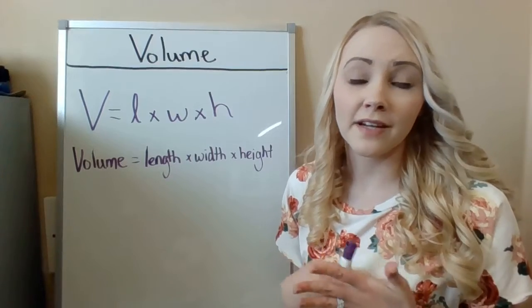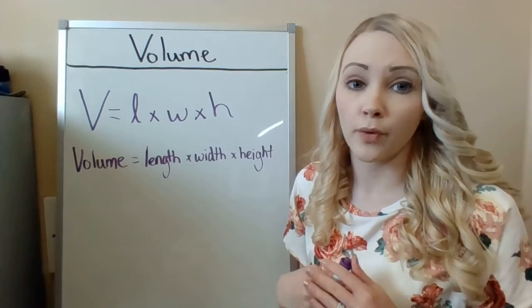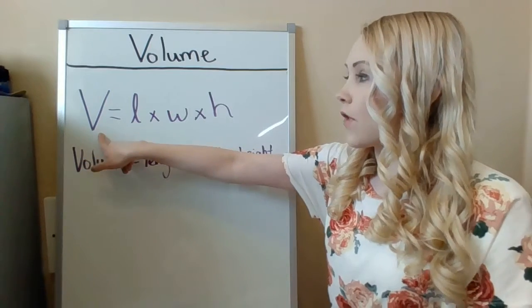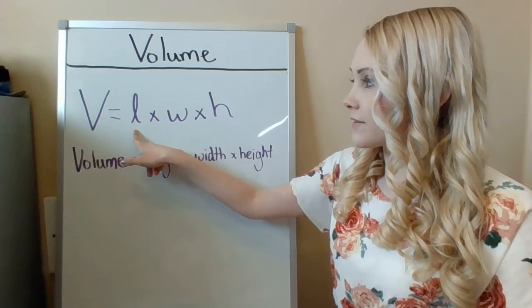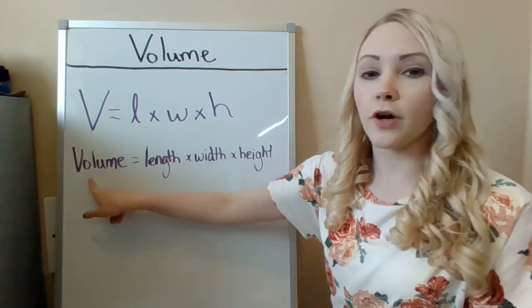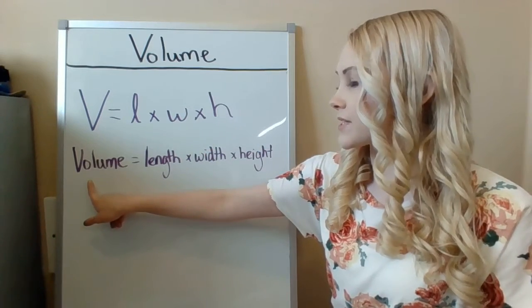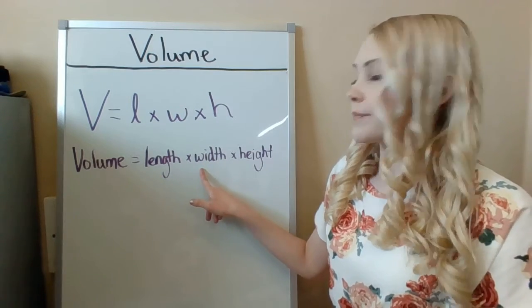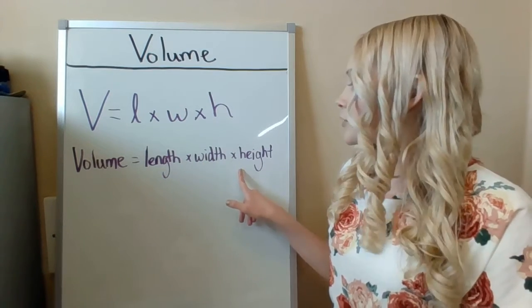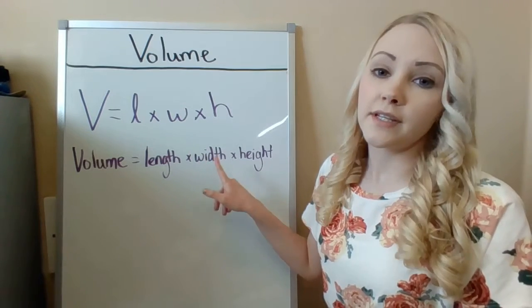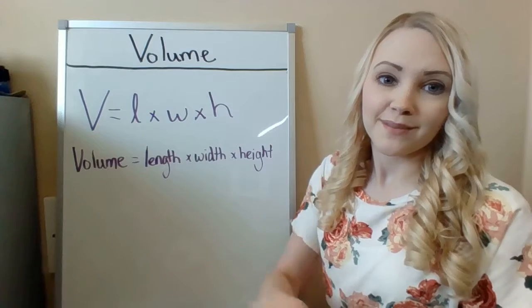So to find the volume of something, we have a formula. The formula for volume is this right here. Volume equals length times width times height. So to find the volume of a cube or rectangular prism, we're going to take the length of that object, multiply it by the width of that object, and then multiply it by the height of that object, and that's going to get us the volume of the object.